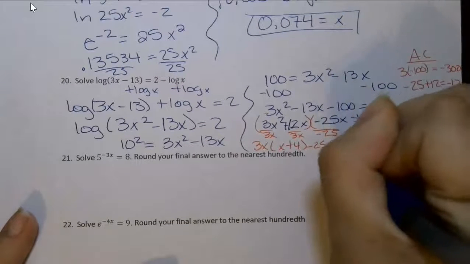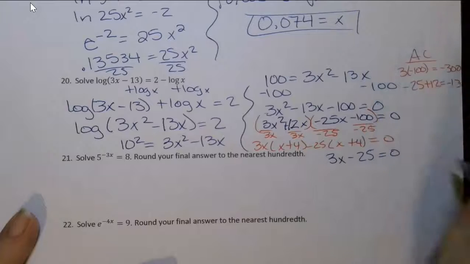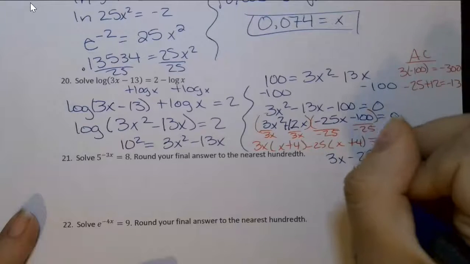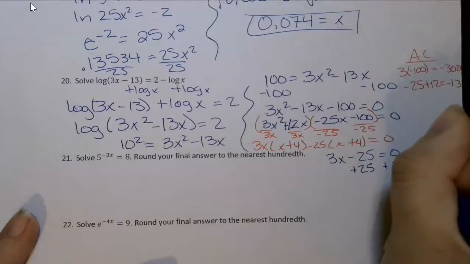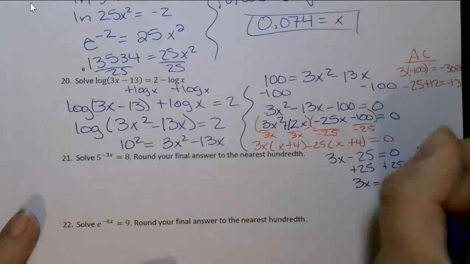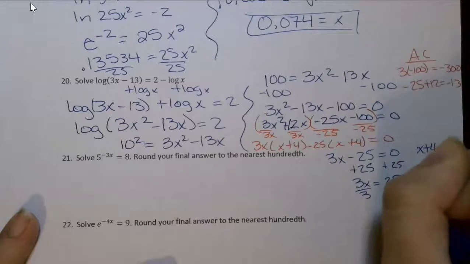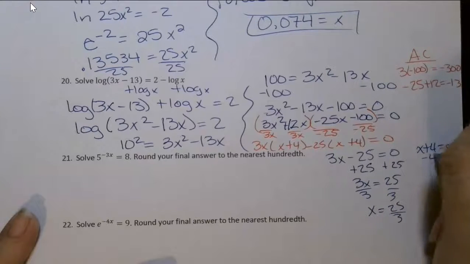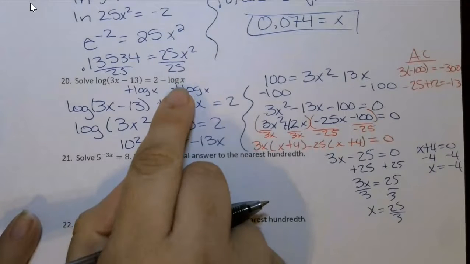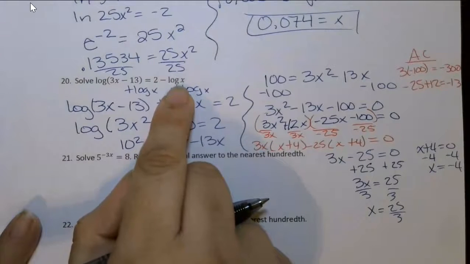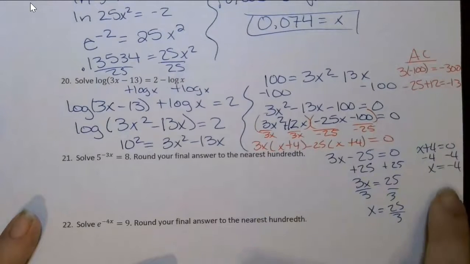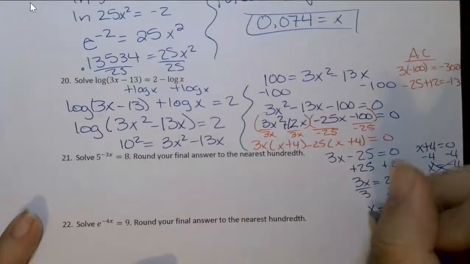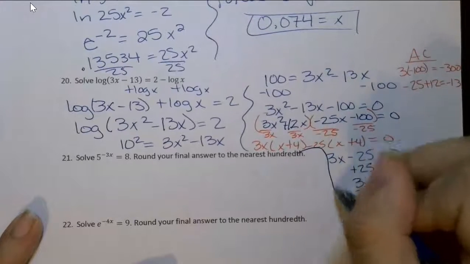Then I want to rewrite. I have 3x minus 25 equals 0, and x plus 4 equals 0. I solve those both. I add 25 to both sides. I have 3x equals 25. Divide by 3. X equals 25 thirds. Over here I subtract 4. I get x equals negative 4. Because I have log of x, I cannot plug in anything that is negative. So plugging in negative 4 won't work. That's not an answer, but 25 thirds is.